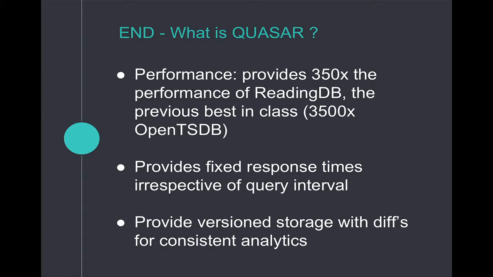In the end, we basically produced a time series database with 3,500 times the performance of the generally used one and 350 times the performance of the best in class. We get fixed response times, and we get version storage with diffs between any two commits in the database.